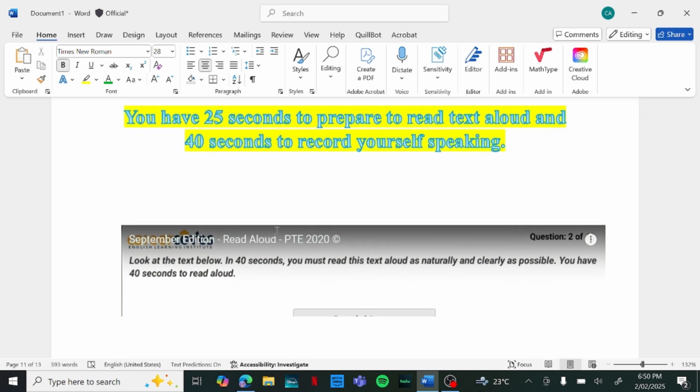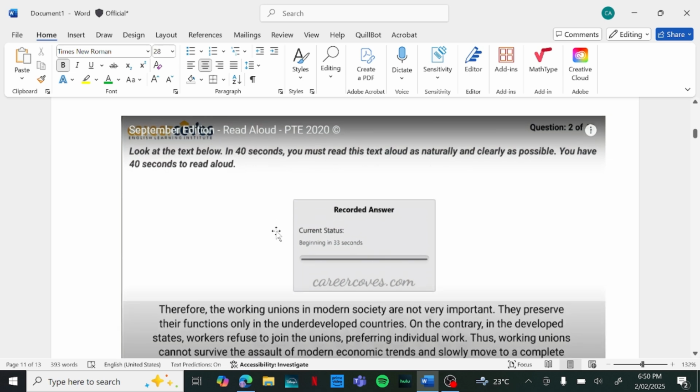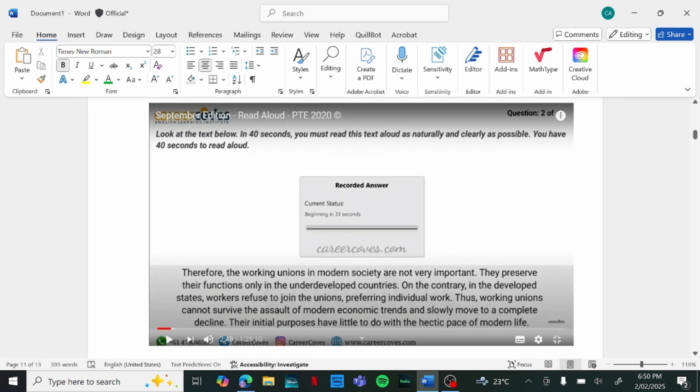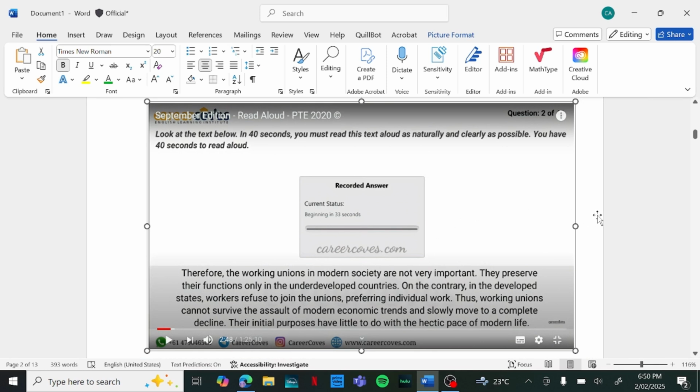Now, look at this question on your screen, right? It says in 40 seconds, you must read this text aloud as naturally and clearly as possible. You have 40 seconds to read aloud. Now it says to prepare in 40 seconds, and then you have 40 seconds separately to read aloud. From here, we can see that it's counting down, and it says 33 seconds. I just got the screenshot from the internet. So we're going to set a timer for 40 seconds and try to skim through this text and then read it aloud in 40 seconds again.